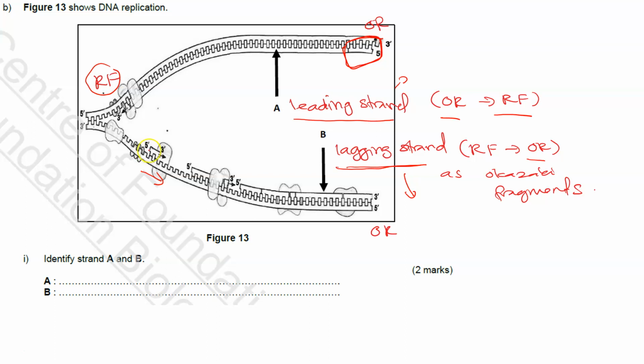And it requires many primers, as the synthesis of one Okazaki fragment requires a primer. So you have many Okazaki fragments, so the synthesis of the lagging strand will require many primers. So you have to know the difference between these two strands. Another question may ask you to differentiate the leading or lagging strand, so you have to know the features of these two strands.